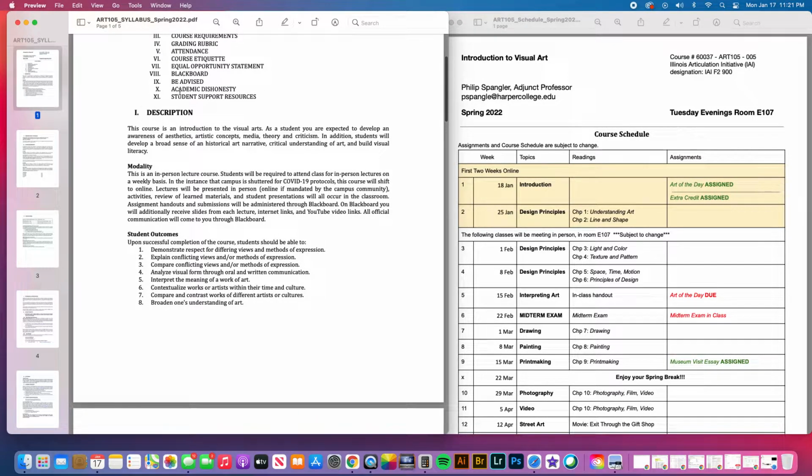Here's a description. This course is an introduction to the visual arts. As a student, you are expected to develop an awareness of aesthetics, artistic concepts, media, theory, and criticism. In addition, students will develop a broad sense of an historical art narrative, critical understanding of art, and build visual literacy.